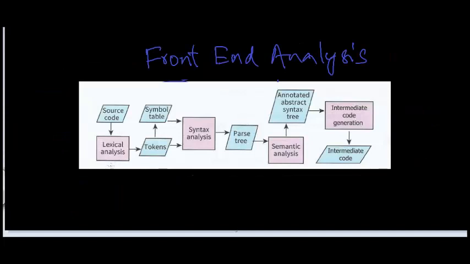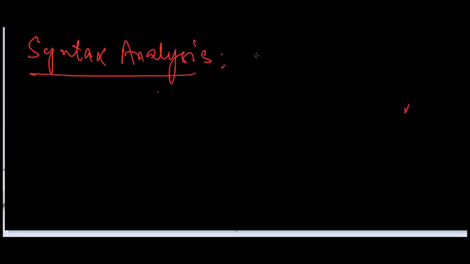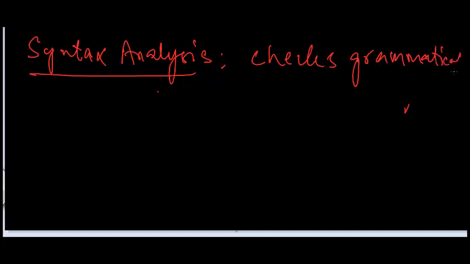Okay, now that the lexical analysis has been carried out, the tokens have been produced, and the symbol table has been created, the symbol table and the tokens are given as input to the syntax analysis stage. In the syntax analysis stage, grammatical errors in the source code are checked. So this stage checks grammatical errors in the code.